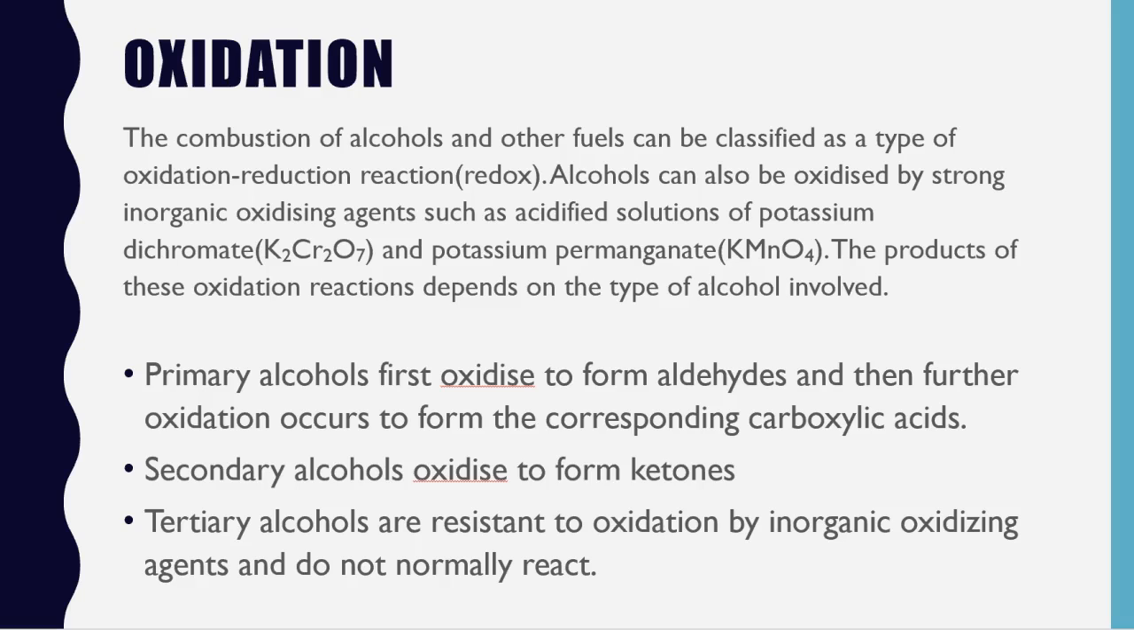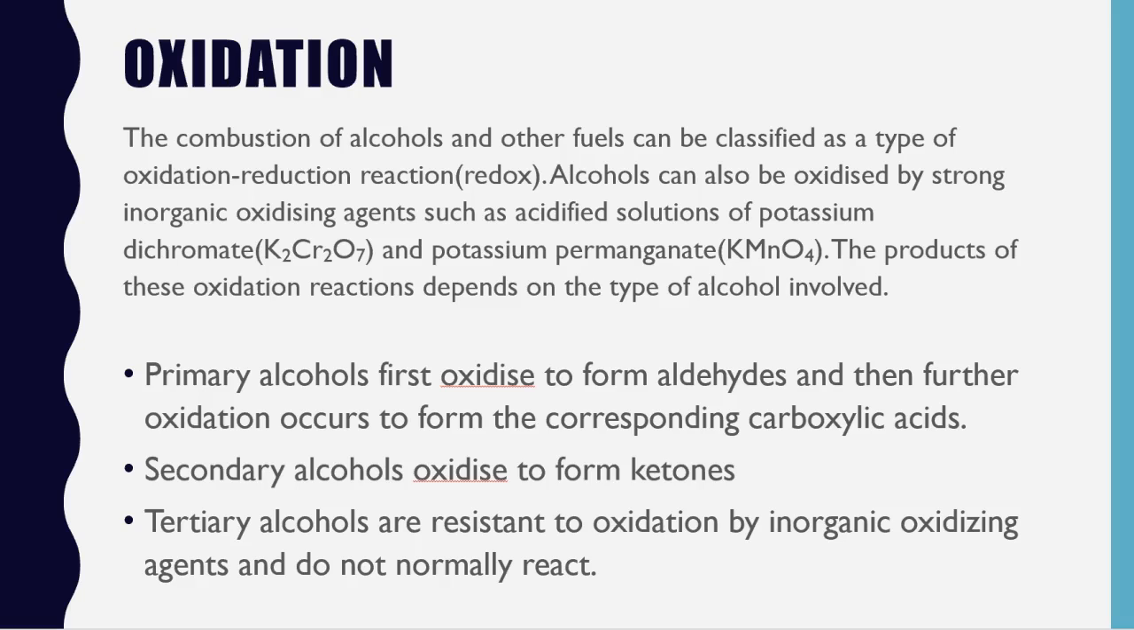Now, the products that can be produced from these oxidation reactions will depend on the type of alcohol that we have. So in our experiments, we're looking at a primary alcohol, we looked at 1-butanol. A secondary alcohol, we looked at 2-butanol. And then we looked at our tertiary alcohol that we had there, which was our methyl propanol, if I am correct. So what we're going to get is depending on where that functional group is.